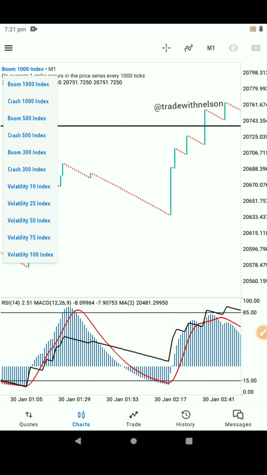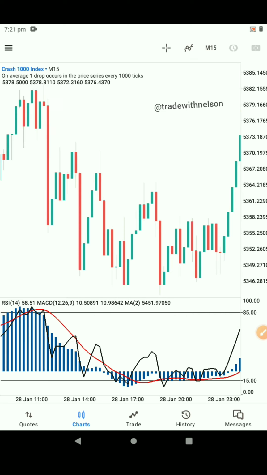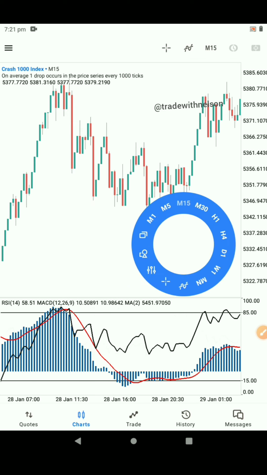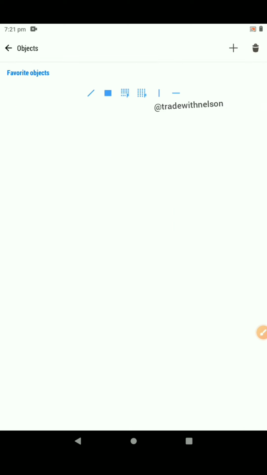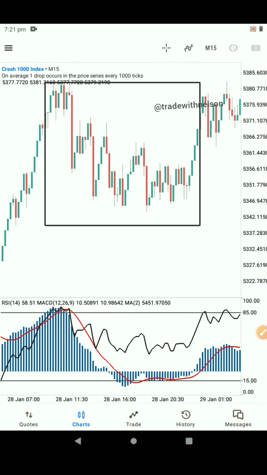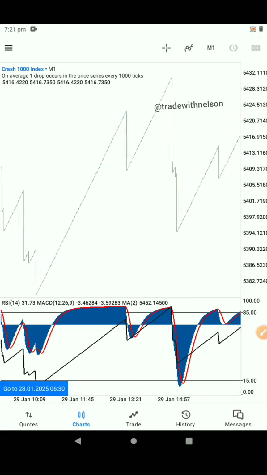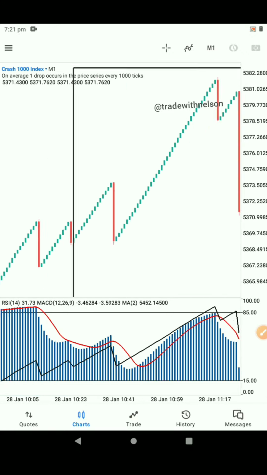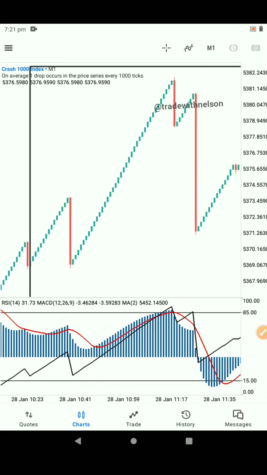Let's go to the Crash 1000 and let me show you some examples. Like I said, for more accuracy, you want to make sure that the market is on a downtrend. So if you look at this point, we see that the market is on a downtrend. So we go to our 1 minute time frame and look for that particular level. So this is where the level started.